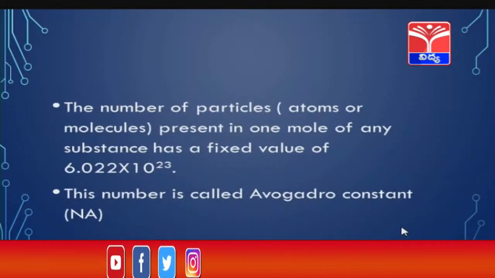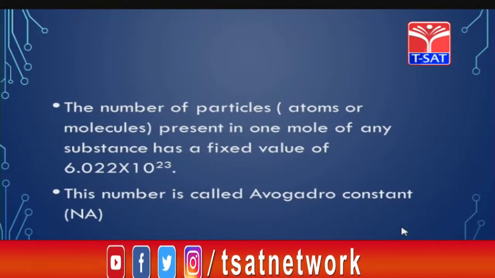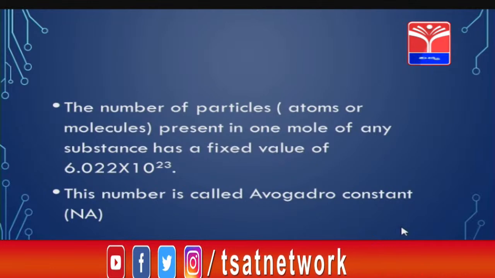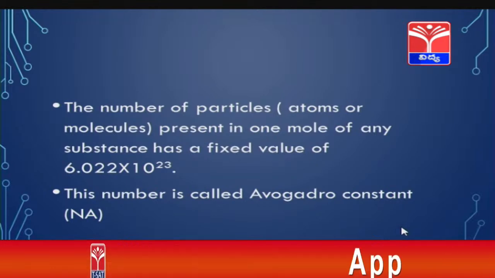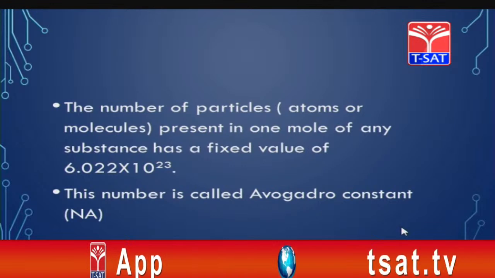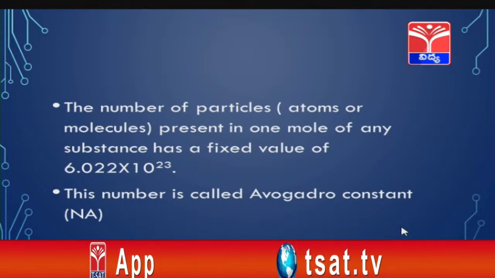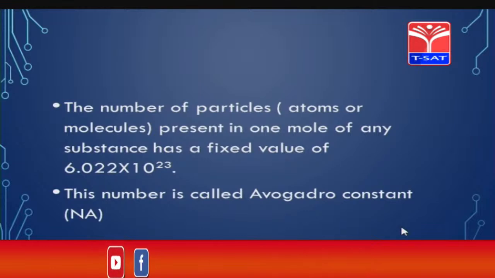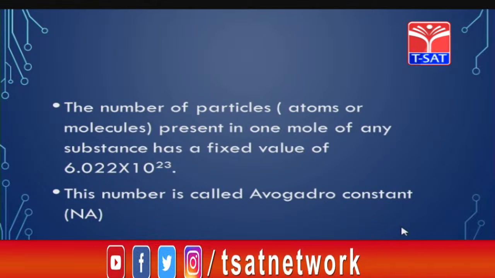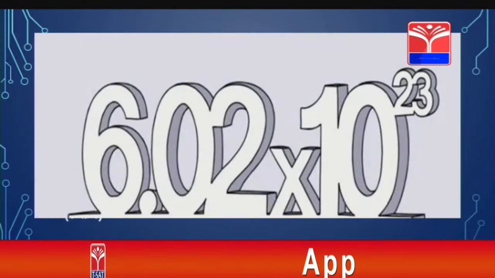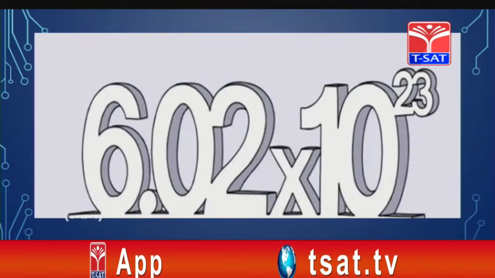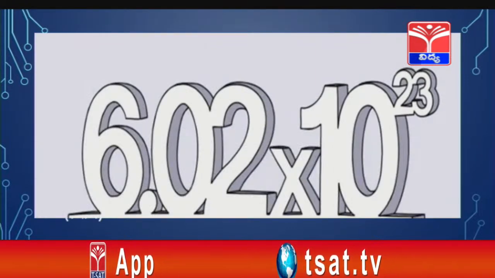So, the number of particles present in 1 mole of any substance has a fixed value of 6.022 into 10 to the power 23. It can be atoms or molecules or ions. So, we just have to say Avogadro number of particles are present in 1 mole. Now, this number is called the Avogadro constant, represented as Na. So, children, Avogadro number is 6.022 into 10 to the power 23. You have to remember this number, children.